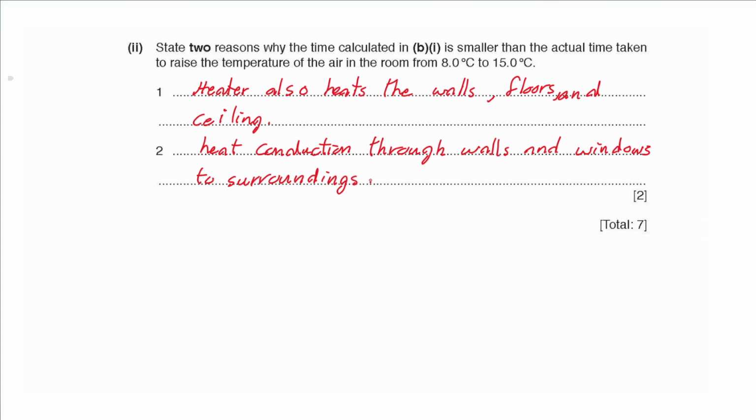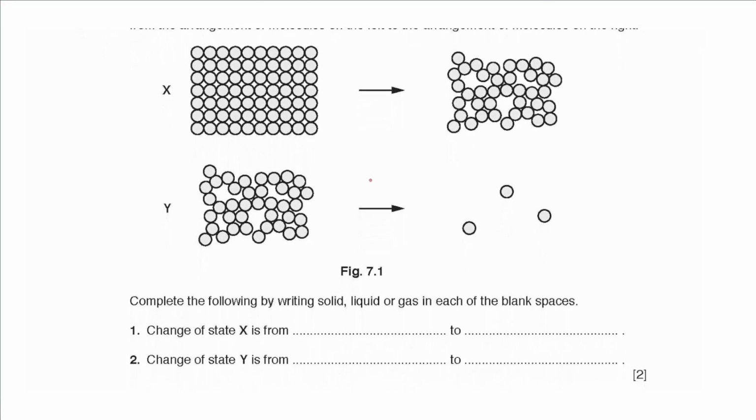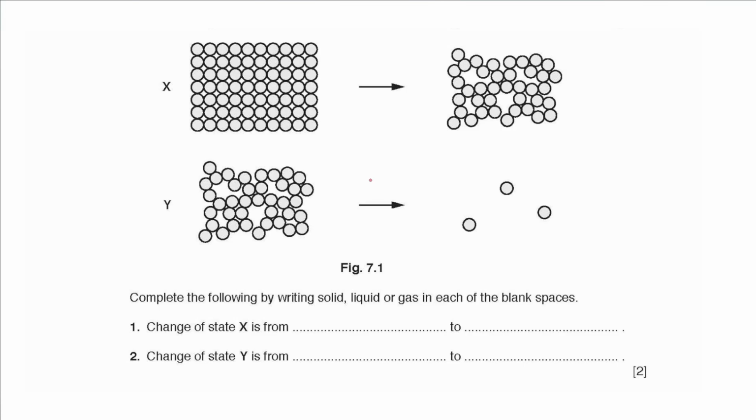Question 7a says in figure 7.1, the small circles represent molecules. The arrows refer to the change of state from the arrangement of molecules on the left to the arrangement of molecules on the right. So we have in X a regular arrangement into an irregular arrangement, but the spaces between molecules are still close or small. In Y, we have from an irregular arrangement to another irregular arrangement, but the spaces increased dramatically.